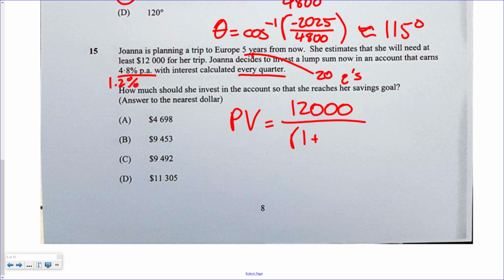So now that I have that, I can do 1.2 over 100, to the power of 20, which equals approximately 9,453. I'm making sure you're looking at rounding. You see that C is 9,492. Oh, never mind, that's not even close then. You just got to make sure you're looking at rounding, but none of them are very close to it. And yeah, so just need to realize that we do need to change the rate. Oh, sorry, that's not power 2, it's power 20, my mistake. But the answer will still be the same, because it's 20 quarters and it's 1.2%.